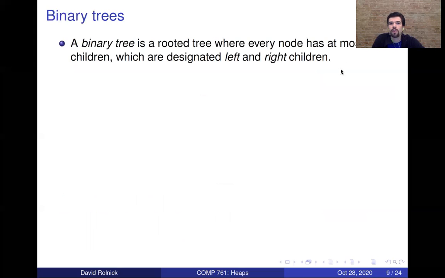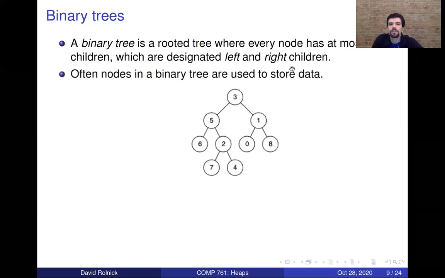Binary trees are rooted trees where every node has at most 2 children, which are often designated left and right children. Often binary trees are used to store data in their nodes. We can talk about binary search trees later, but we're not going to do that today. This is an example of a binary tree. 2 children, 2 children, 2 children. Here, this one doesn't have 2. You don't have to have every node have 2 children unless it's a leaf. You could get rid of this node, this 0, and it still would be binary.